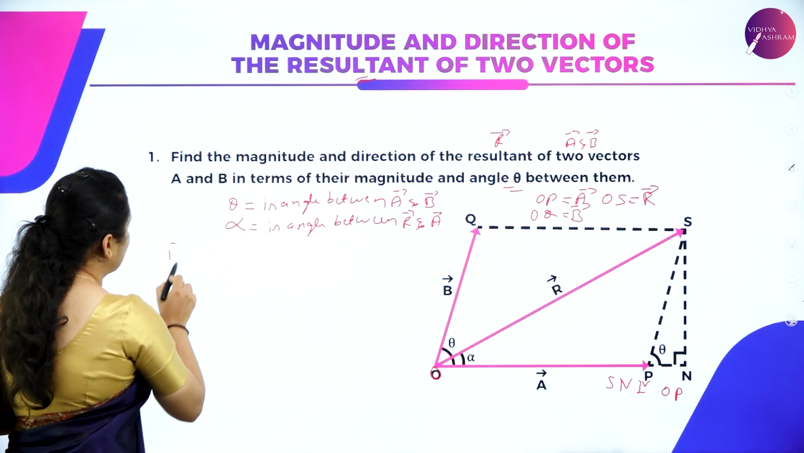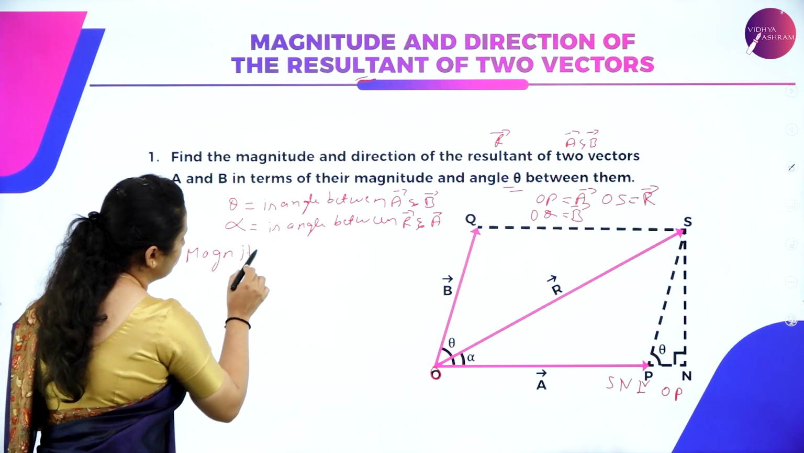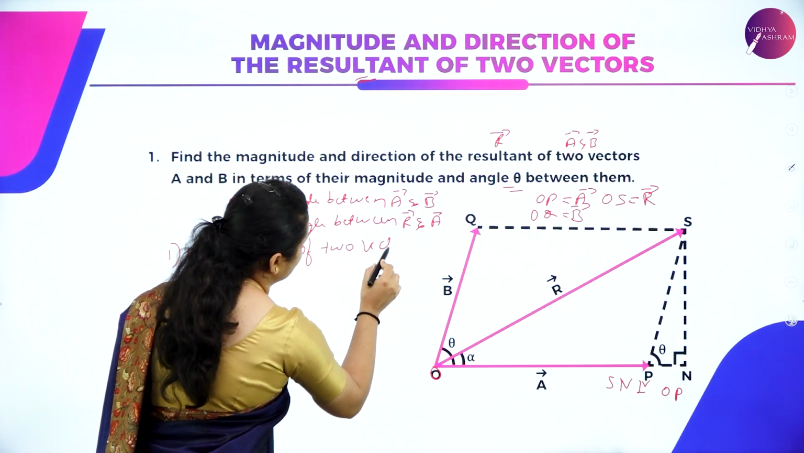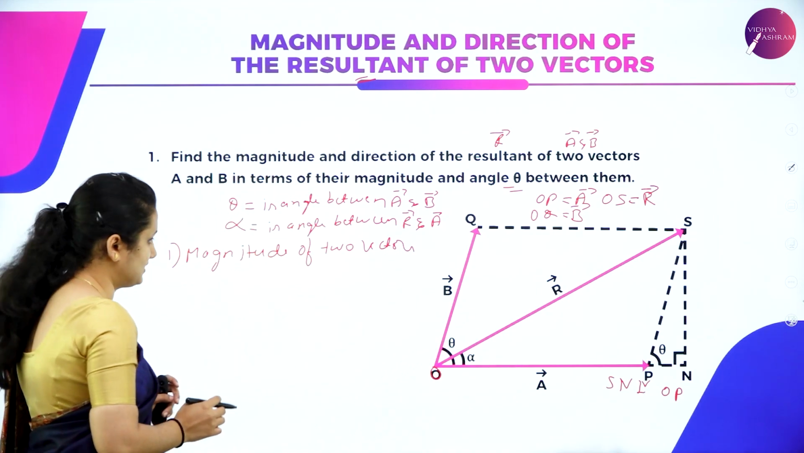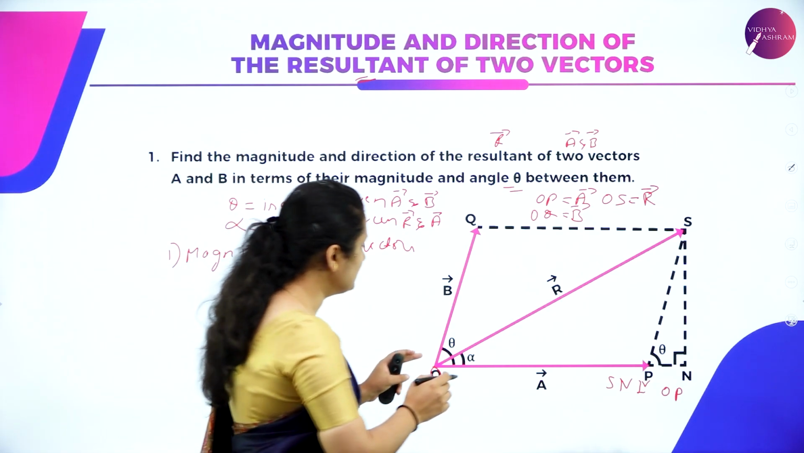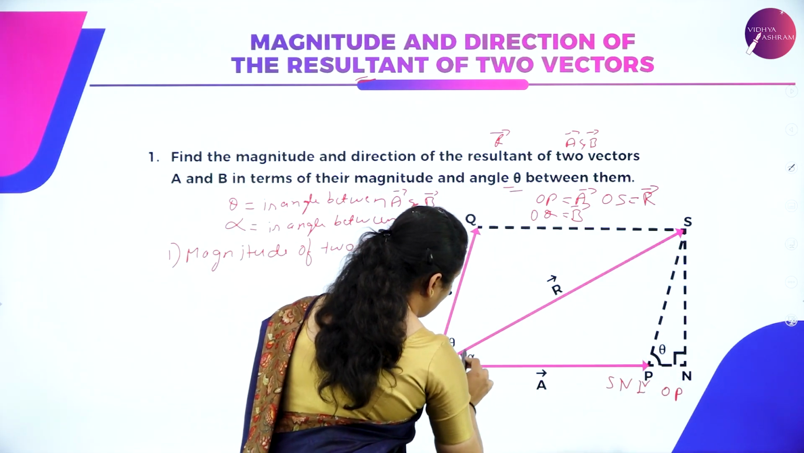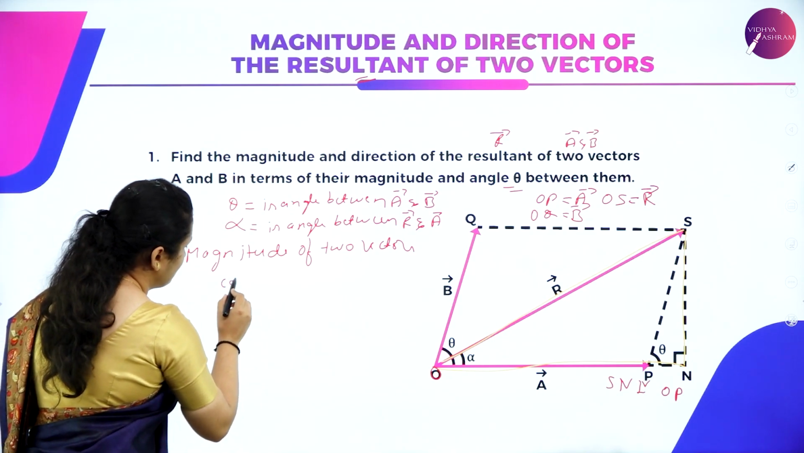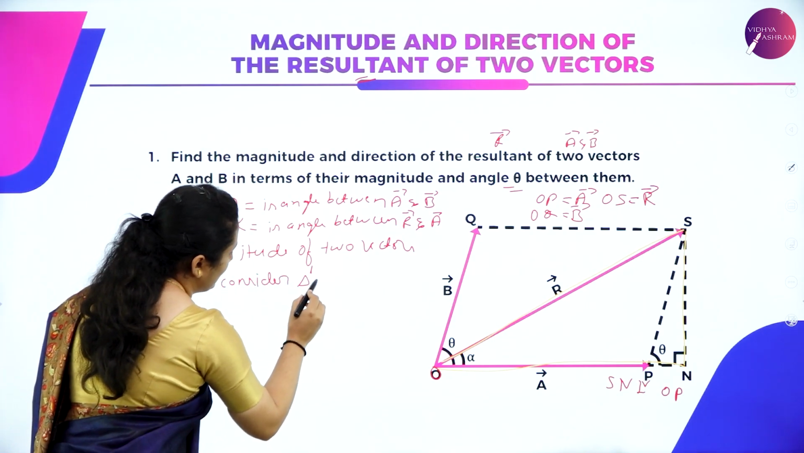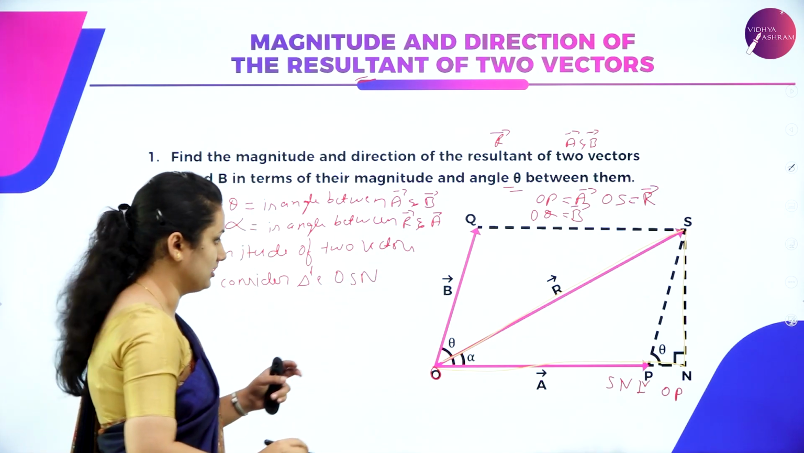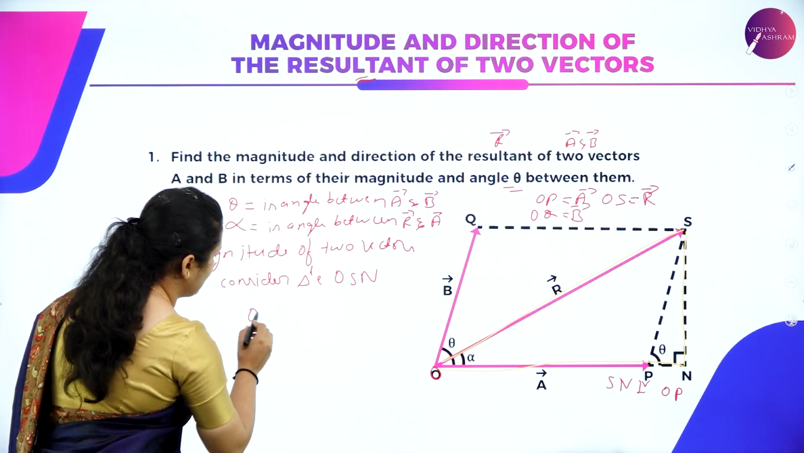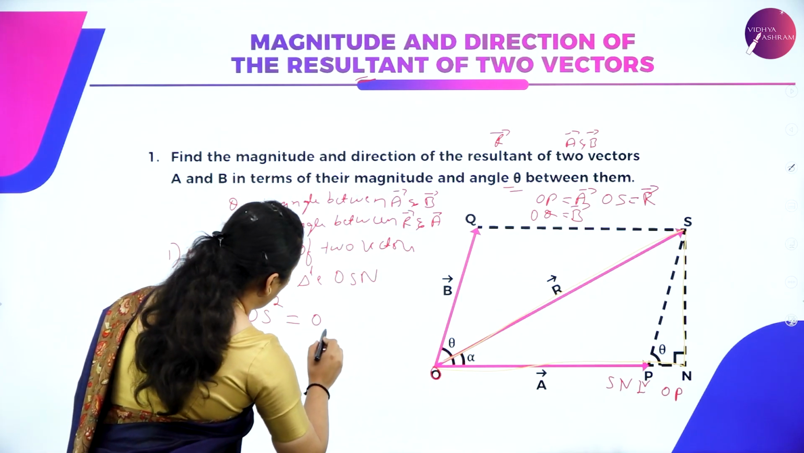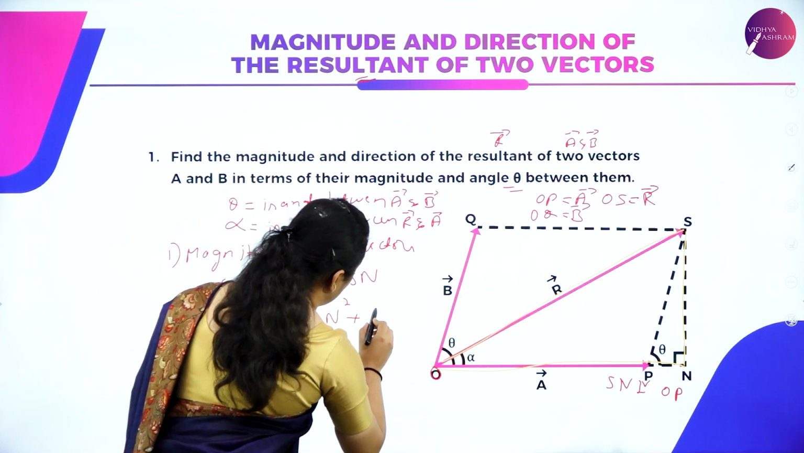Now, first what I have to find out? Magnitude. Then we'll move on to direction. Magnitude of two vectors. Two vectors are nothing but A and B vectors here. How will you find out magnitude? So, consider a triangle OSN. It's a right angle triangle. So, what is triangle OSN? I can write hypotenuse square, OS square, is equal to ON square plus opposite SN square.